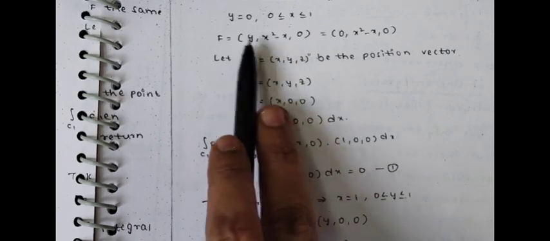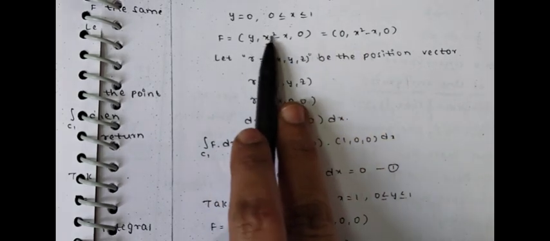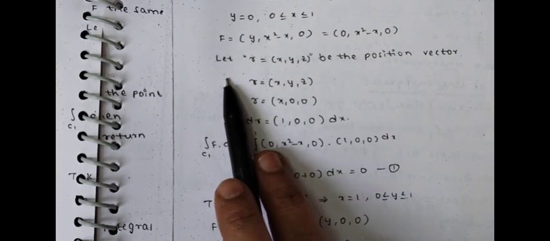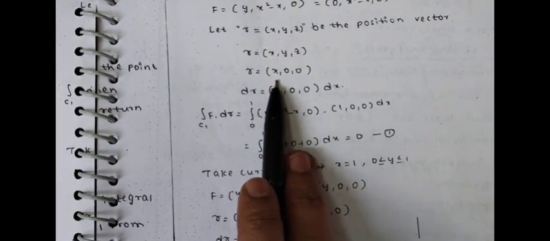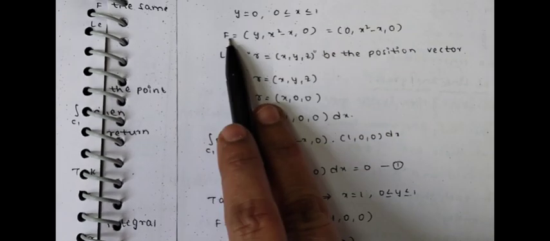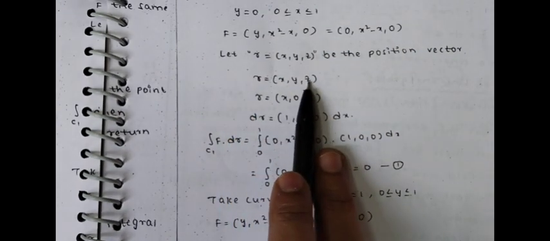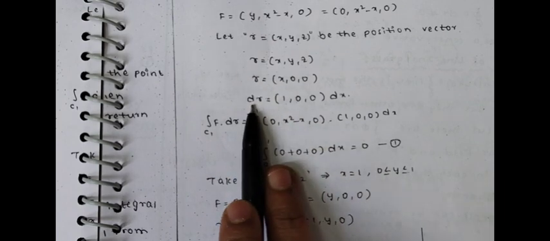The vector field is given like this. With y equals 0, substitute here and take x as it is. Now r is a position vector, and we convert this in terms of x. So x stays as it is, y equals 0 is given, substitute here, and obviously the xy plane means z equals 0. Now take the differentiation.